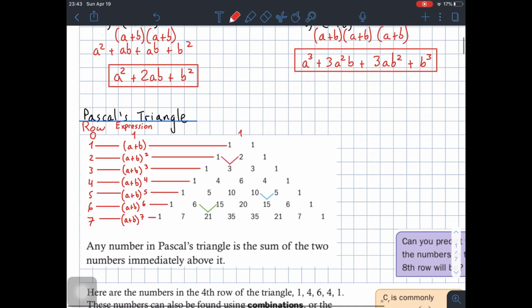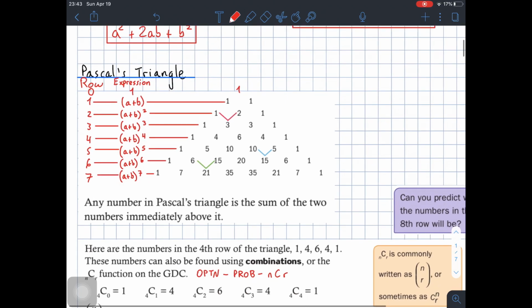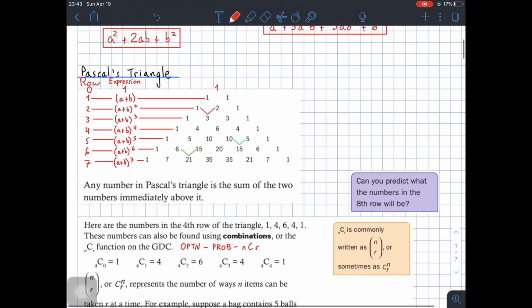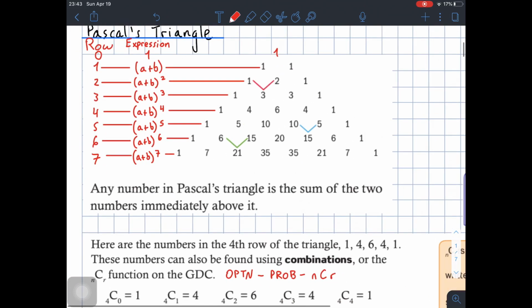So that's how we use the Pascal's triangle. We're going to see all of these properties in a second. Here it says, can you predict what the numbers in the 8th row will be? So let's try doing that quickly here. The 8th row would be 8. The expression in this case would be (a + b) to the power of 8.